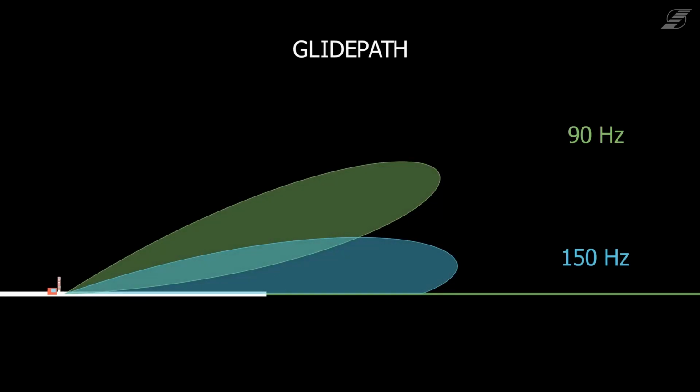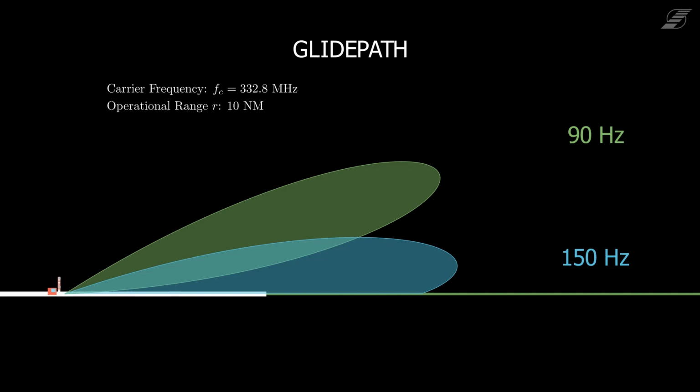The glide path antenna transmits a 90 Hz dominant signal and a 150 Hz dominant signal. The glide path signal is modulated onto a carrier frequency between 329 MHz and 335 MHz. This frequency is always coupled with the localizer frequency. In this video, the frequency pair with a glide path frequency of 332.8 MHz is used.